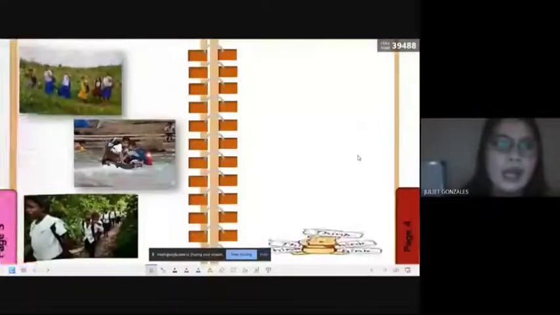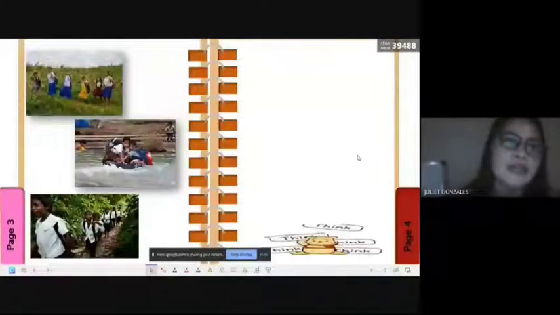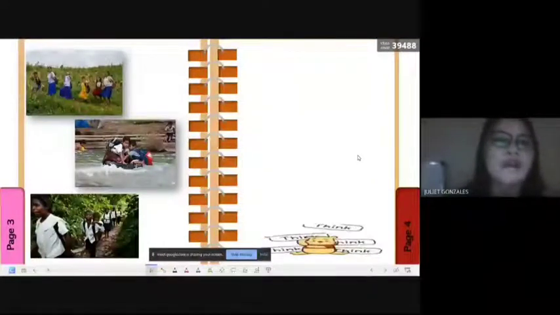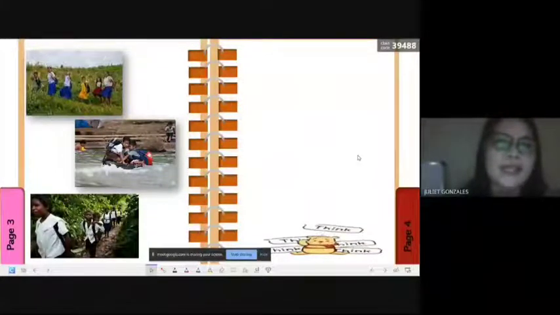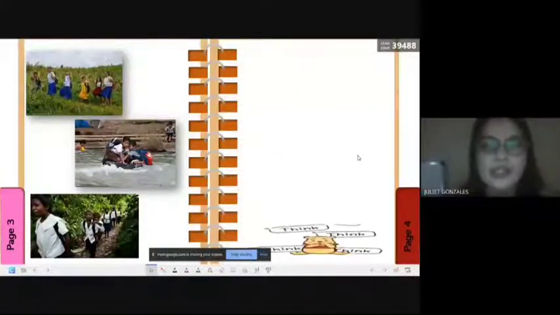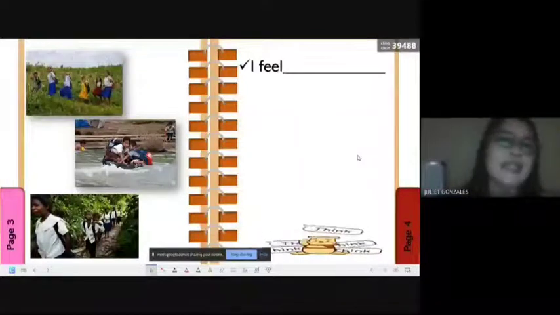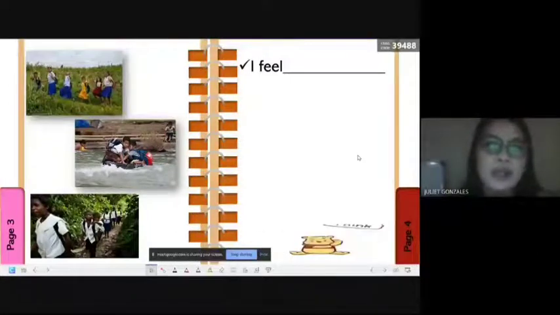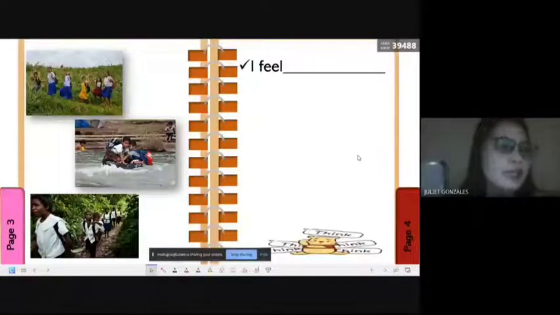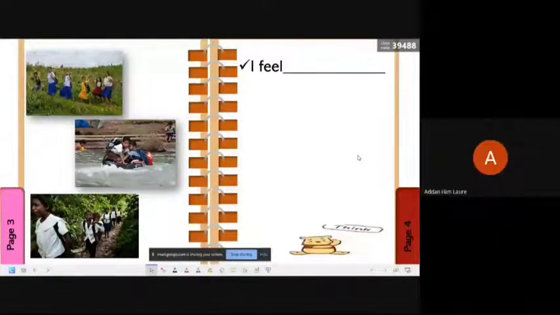Let us proceed. I have here 3 pictures showing kids who take extra miles and kilometers daily just to reach their school. How do you feel upon looking at these pictures? Anybody? Start your answer with the phrase, I feel. Yes, Adanhim. Ma'am, I feel amazed, ma'am.